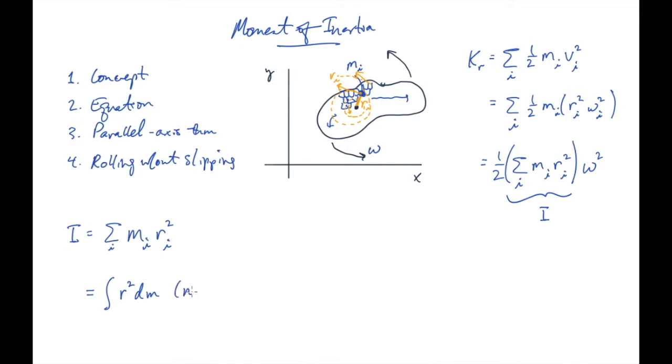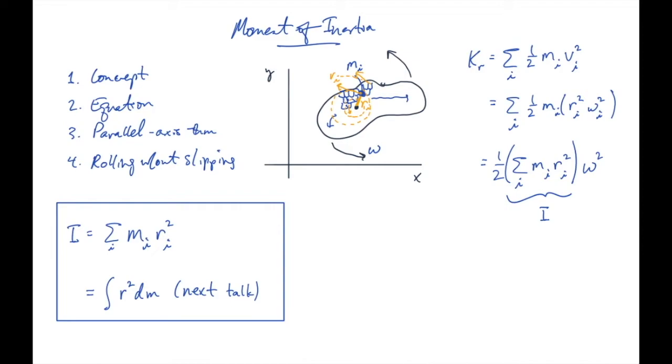I'll talk more about this and go through some examples in the next talk. But this gives us the two equations we need to calculate moments of inertia. When you have a collection of discrete objects, you use the top one. I'll put discrete objects here, individual objects.